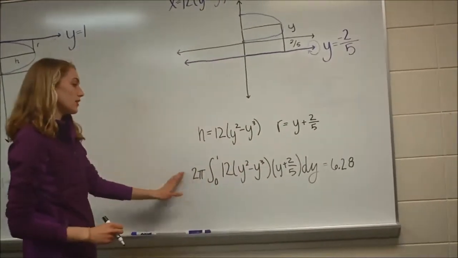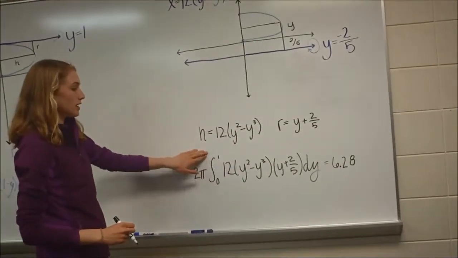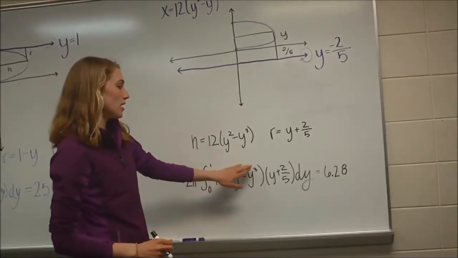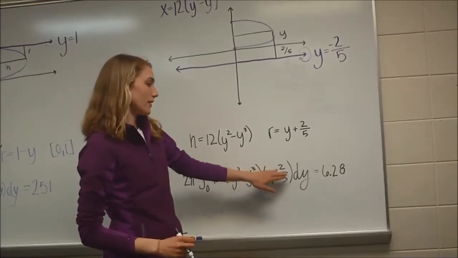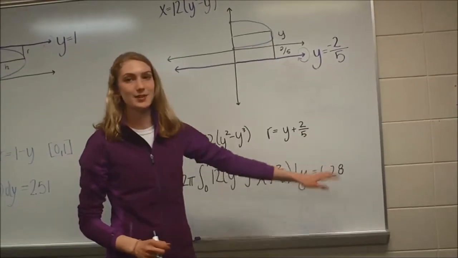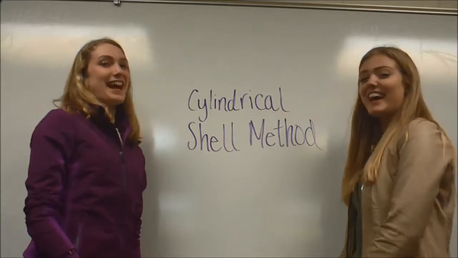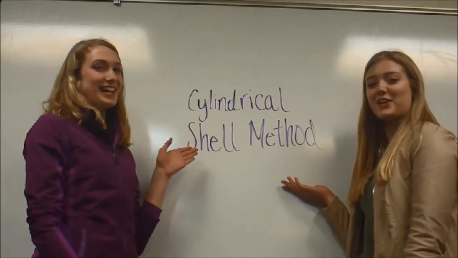And if you put it all together, you have 2 pi times the integral from 0 to 1 of 12 y squared minus y cubed times y plus 2/5 dy, and that equals 6.28. And that's all for the cylindrical shell method.